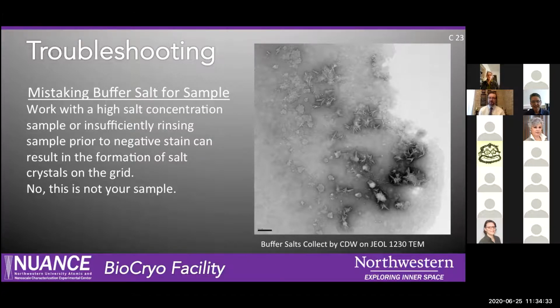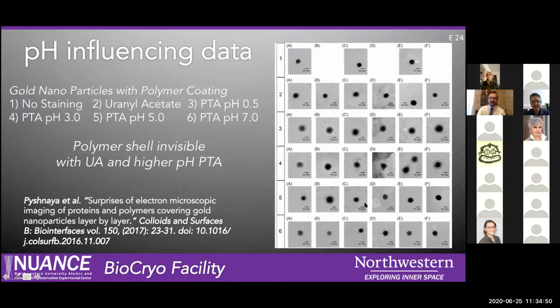And Eric has a couple of comments, some things he wants to show you regarding pH. Yeah, sure. Buffer salts can be really pretty to look at. They're distracting because you can sometimes confuse them for your sample, but just take that into consideration. Another thing to take into consideration when you're planning your experiment is the pH of your negative stain. It can have vastly different outcomes on your data.